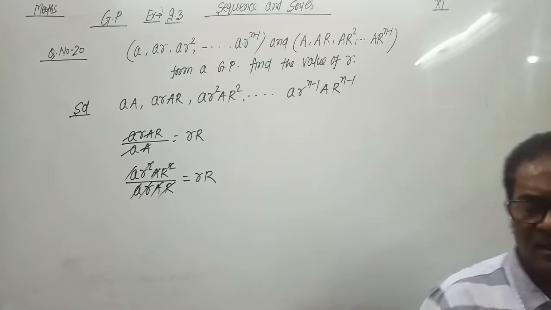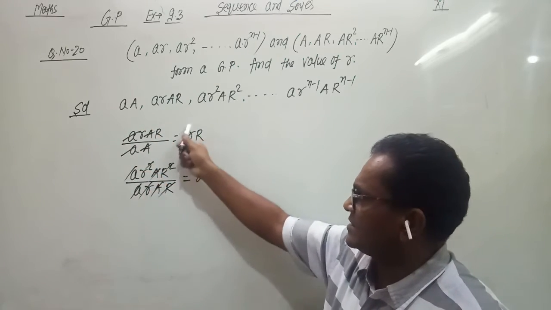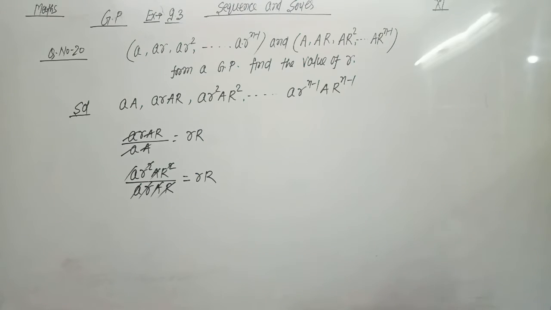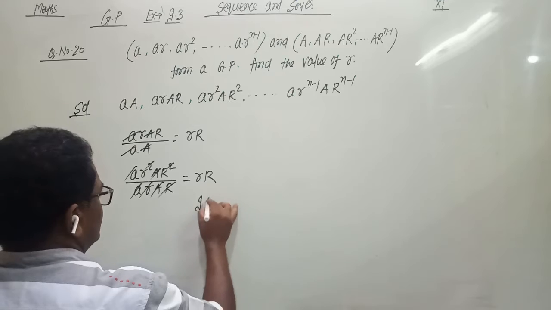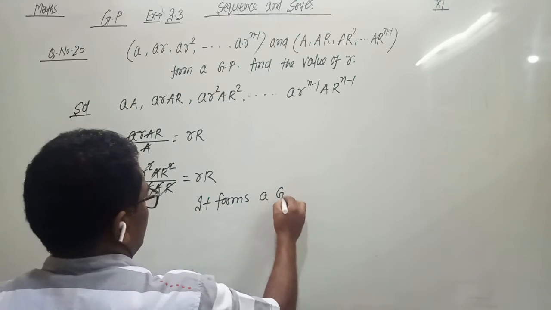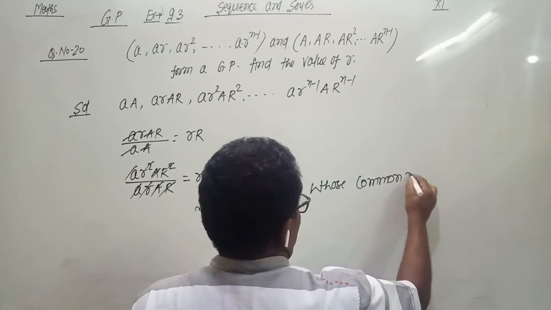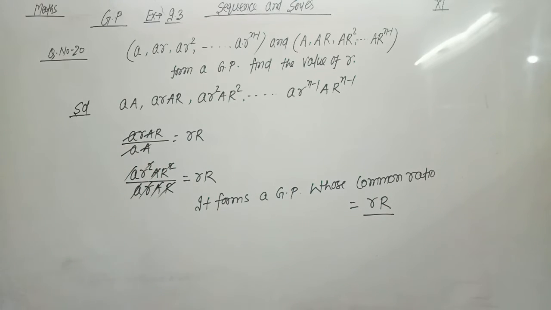Since the common ratio is constant, when we divide the second term by the first, we get r into R. And when we divide the third by the second, again we get r into R. Therefore the common ratio is the same, so it forms a GP, whose common ratio is small r into capital R.